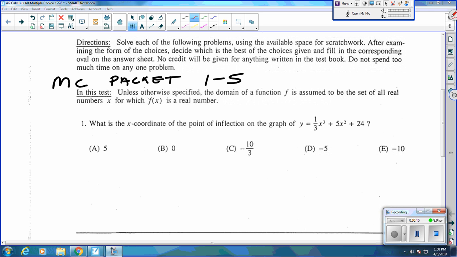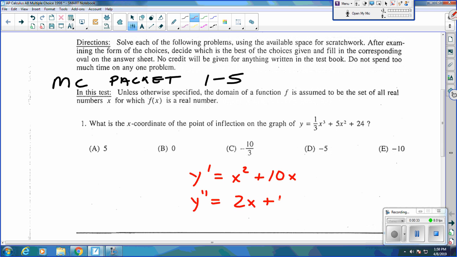What is the coordinate of the point of inflection of the graph of this function? First of all, we realize the second derivative tells us that. So without much thought, you got to go to the second derivative. 3 times a third is 1, so x squared plus 10x. And the second derivative is 2x plus 10.